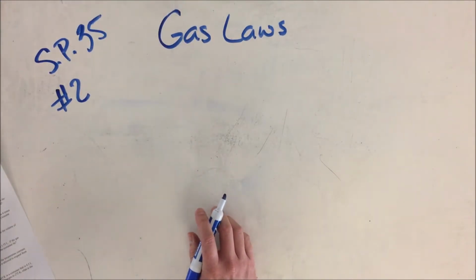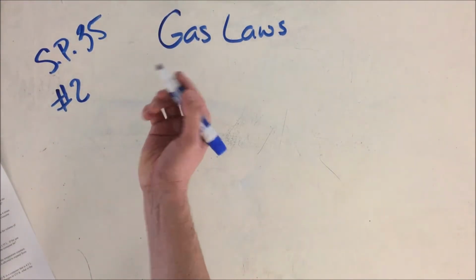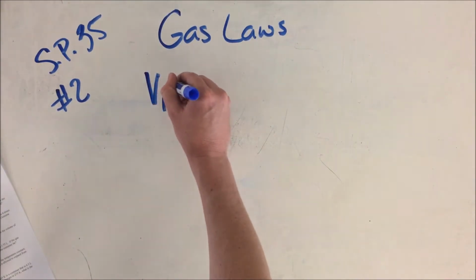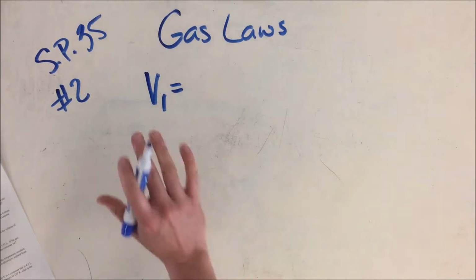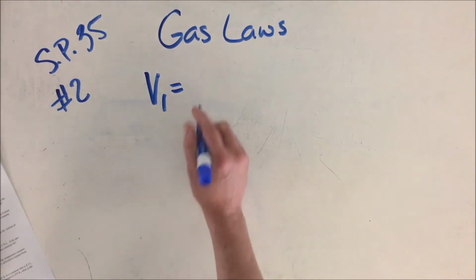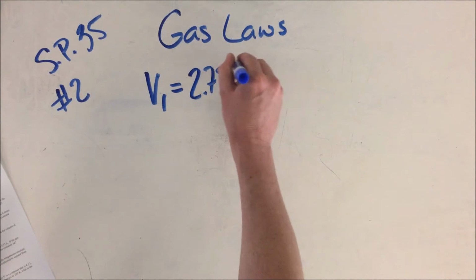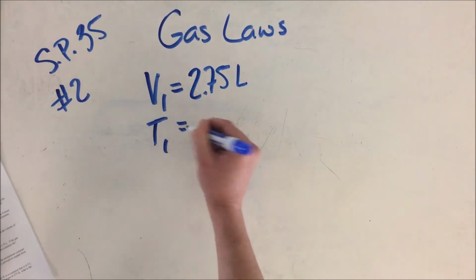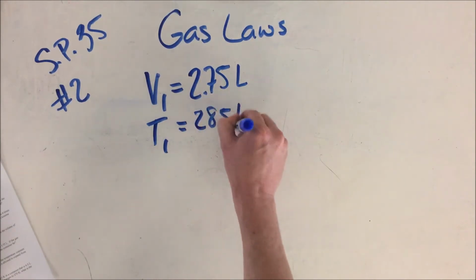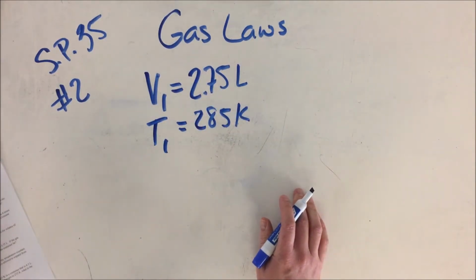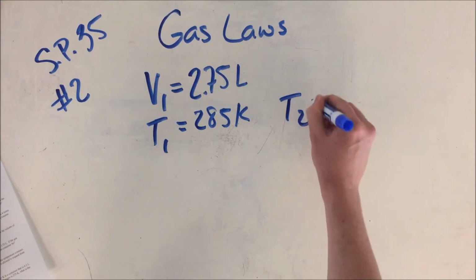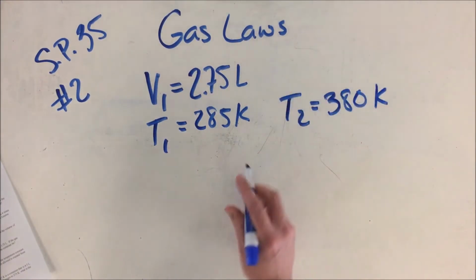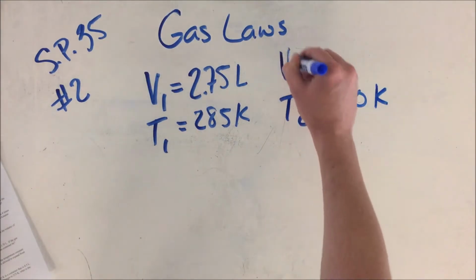Number 2 says a gas has an initial volume of, there we go, they told us initial volume. The best thing you guys can do is pull everything out while you're reading it and label your variables. So initial volume V1 is 2.75 liters. At a temperature, that's also an initial temperature T1, of 285 Kelvin. If the temperature changes, we have a temperature change, that's T2, to 380 Kelvin. What is the new volume?